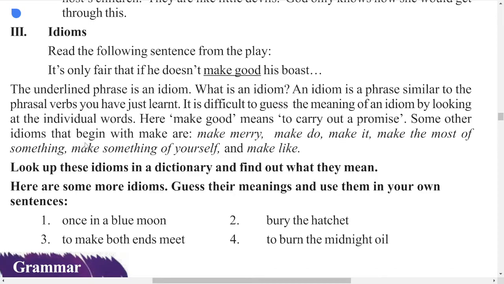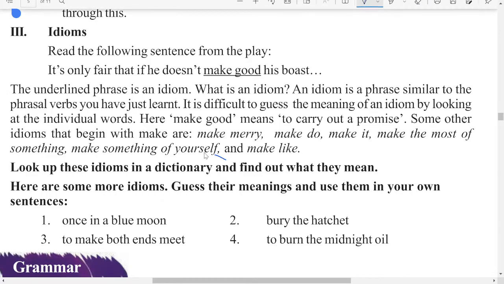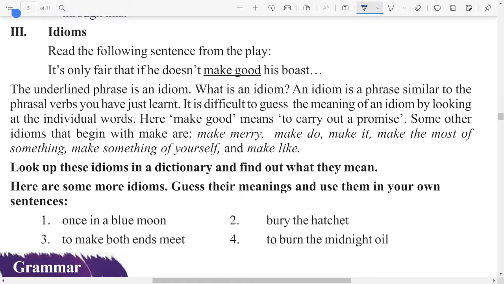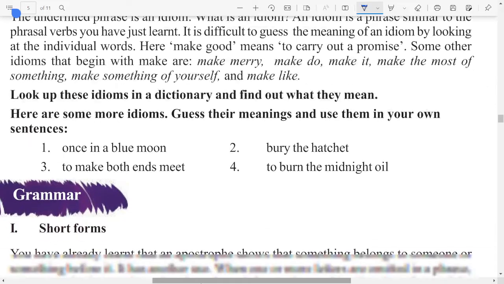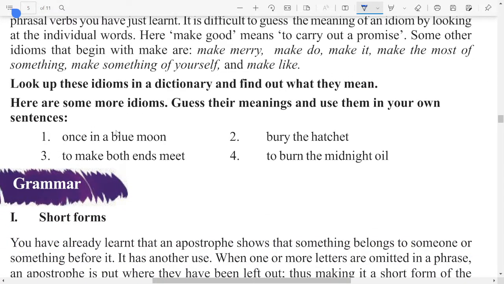Some other idioms that begin with make are: make merry, make do, make it, make the most of something, make something of yourself, and make like. These are all the idioms that you can use with the word make. Next, look up these idioms in a dictionary and find out what they mean. If you look at this, here you have some regular idioms.